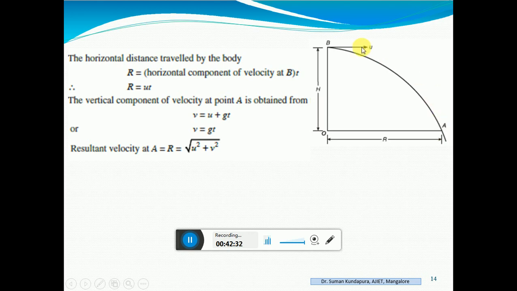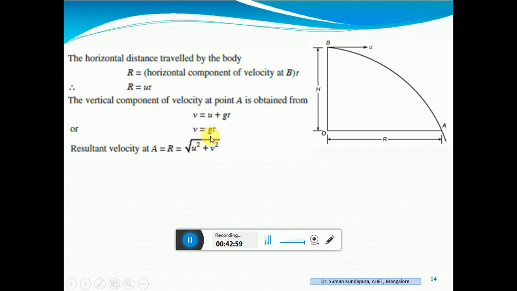I already told you, the horizontal component of the velocity is u, and the vertical component of the velocity is 0. So if I take the equation v is equal to u plus gt, there is the influence of g on the particle. So gt will remain, and u, the vertical component, becomes 0. So it is v is equal to gt.